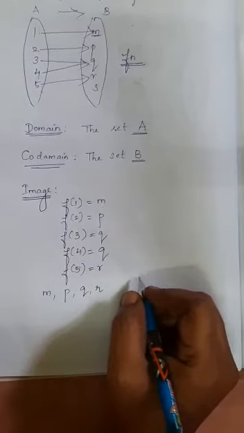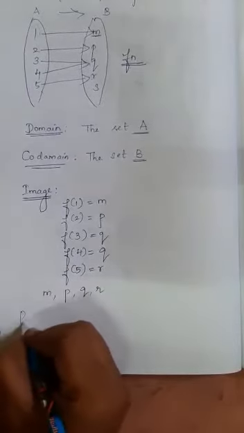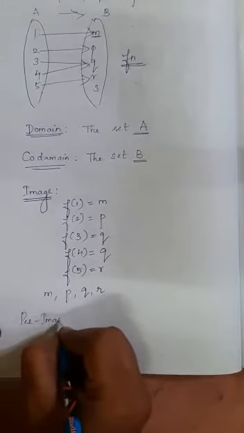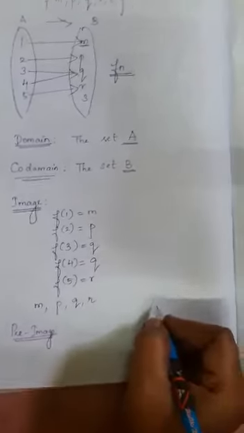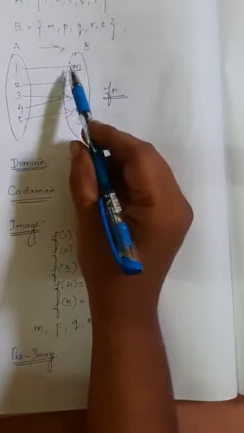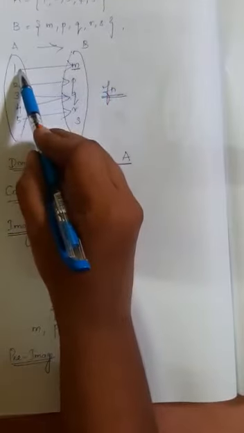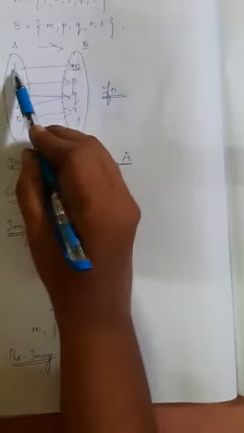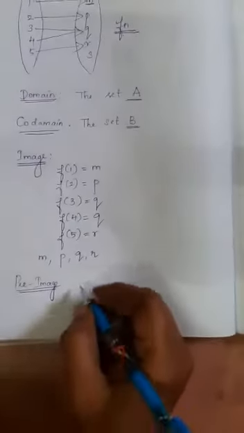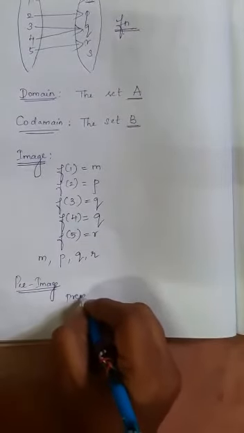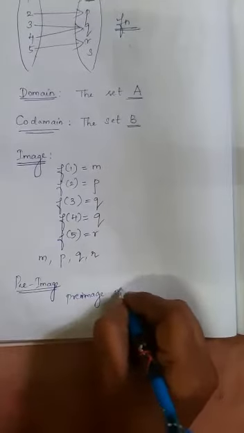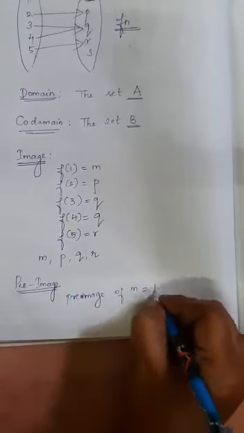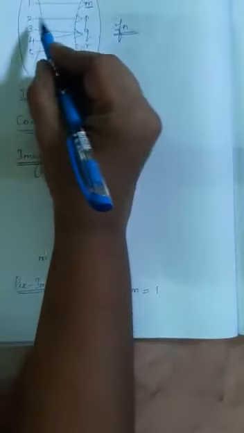Okay. So now what is the pre-image? The pre-image of M is what? 1. Because this M is mapped to 1, right? From 1 only it is mapped. So the pre-image of M is 1. Again, the pre-image of P is 2.